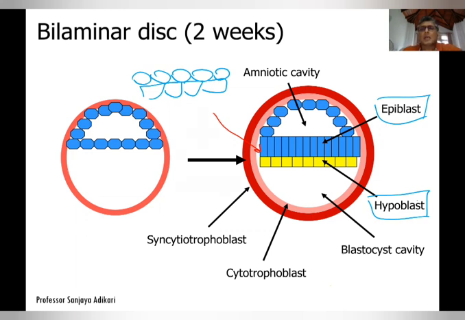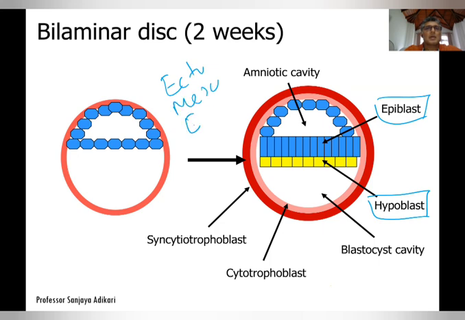So now this is actually the two cell layer stage. Now all our body's tissues and organs develop from the 3 germ layers. The 3 germ layers are the ectoderm, mesoderm, and the endoderm.